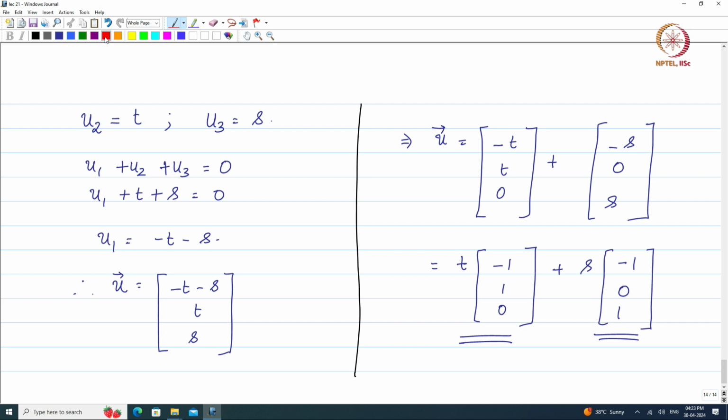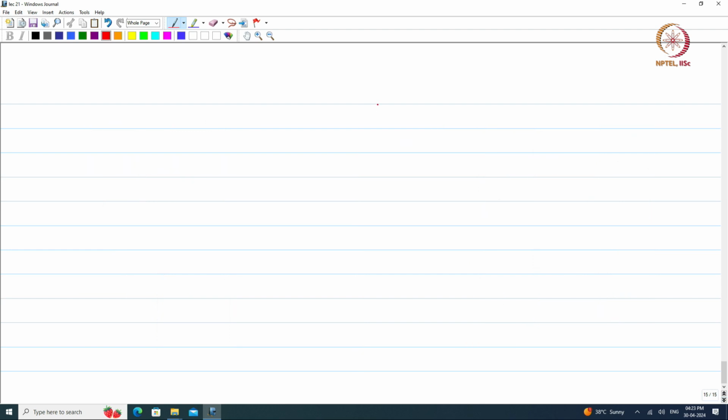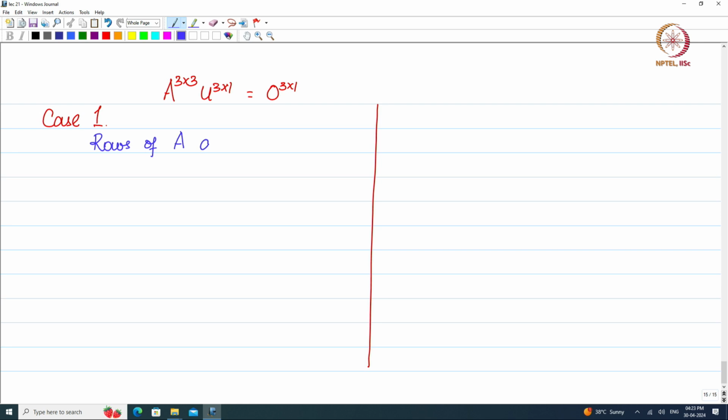Is that clear? So, in the first case, we had all three vectors a1, a2, a3 to be linearly independent vectors. So, let us write that. Case 1, we are going to look at a 3 by 3 matrix, Au equal to this. Case 1: the rows of A are linearly independent.